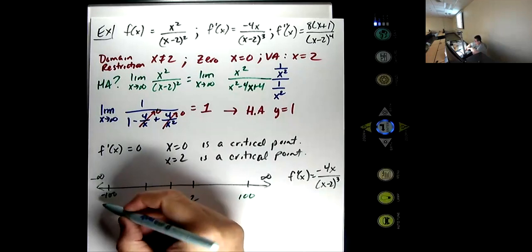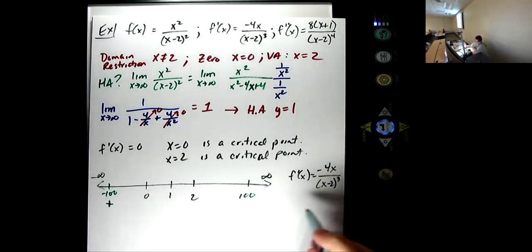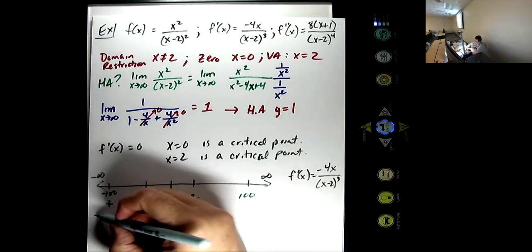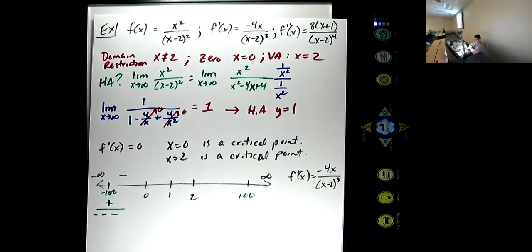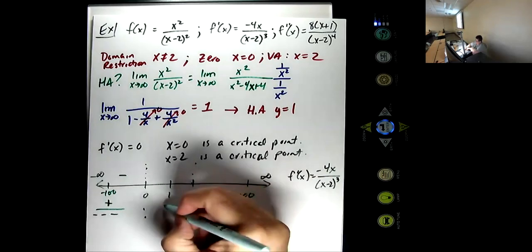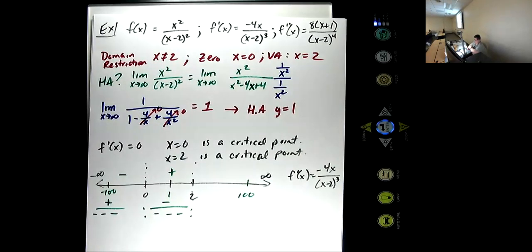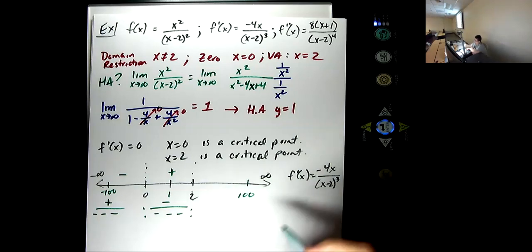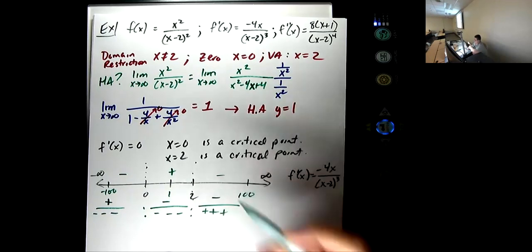Here, for the negative 100, the top is positive. Negative 4 times negative 100 is positive. The bottom is negative 100 minus 2, cubed. So the overall region there is negative. If I plug in 1, the top is negative, and 1 minus 2 is negative 1, so we get 3 negatives because it's cubed. And this overall region is positive. And when we plug in 100, the top is negative, and the bottom is all positives. So this region is negative.